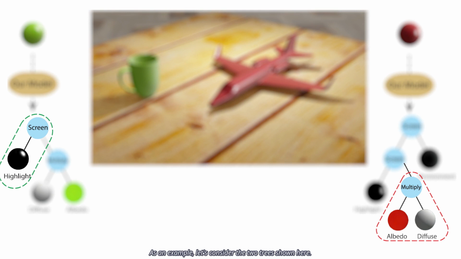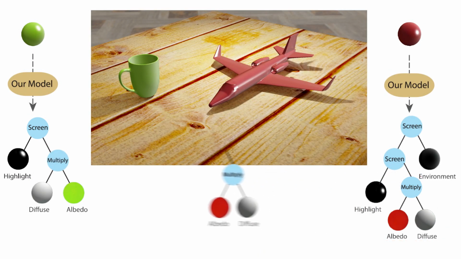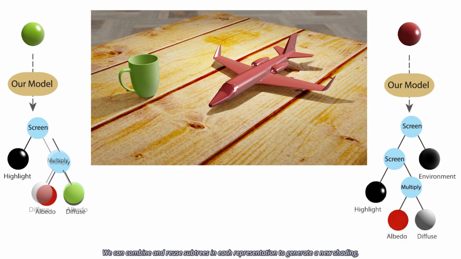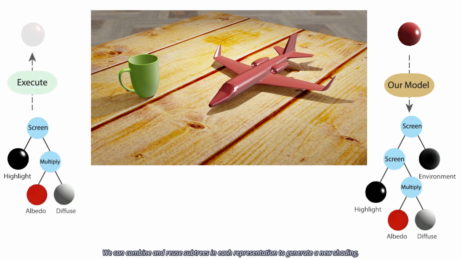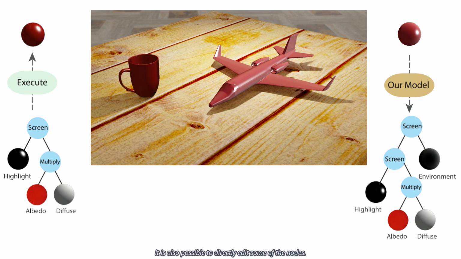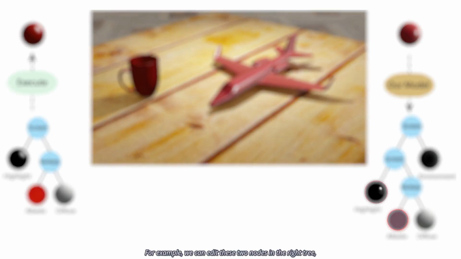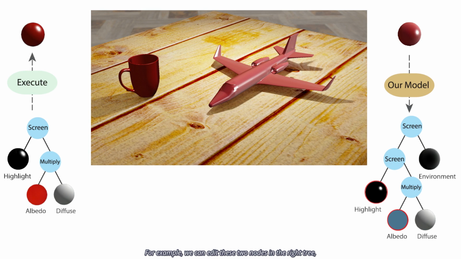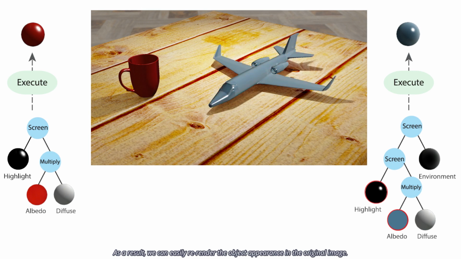As an example, let's consider the two trees shown here. We can combine and reuse subtrees in each representation to generate a new shading, which can then be executed and applied to a new object. This shading can then be rendered out to the final object image. It is also possible to directly edit some of the nodes. For example, we can edit these two nodes in the right tree, which can then be executed to generate a new shading. As a result, we can easily re-render the object appearance in the original image.